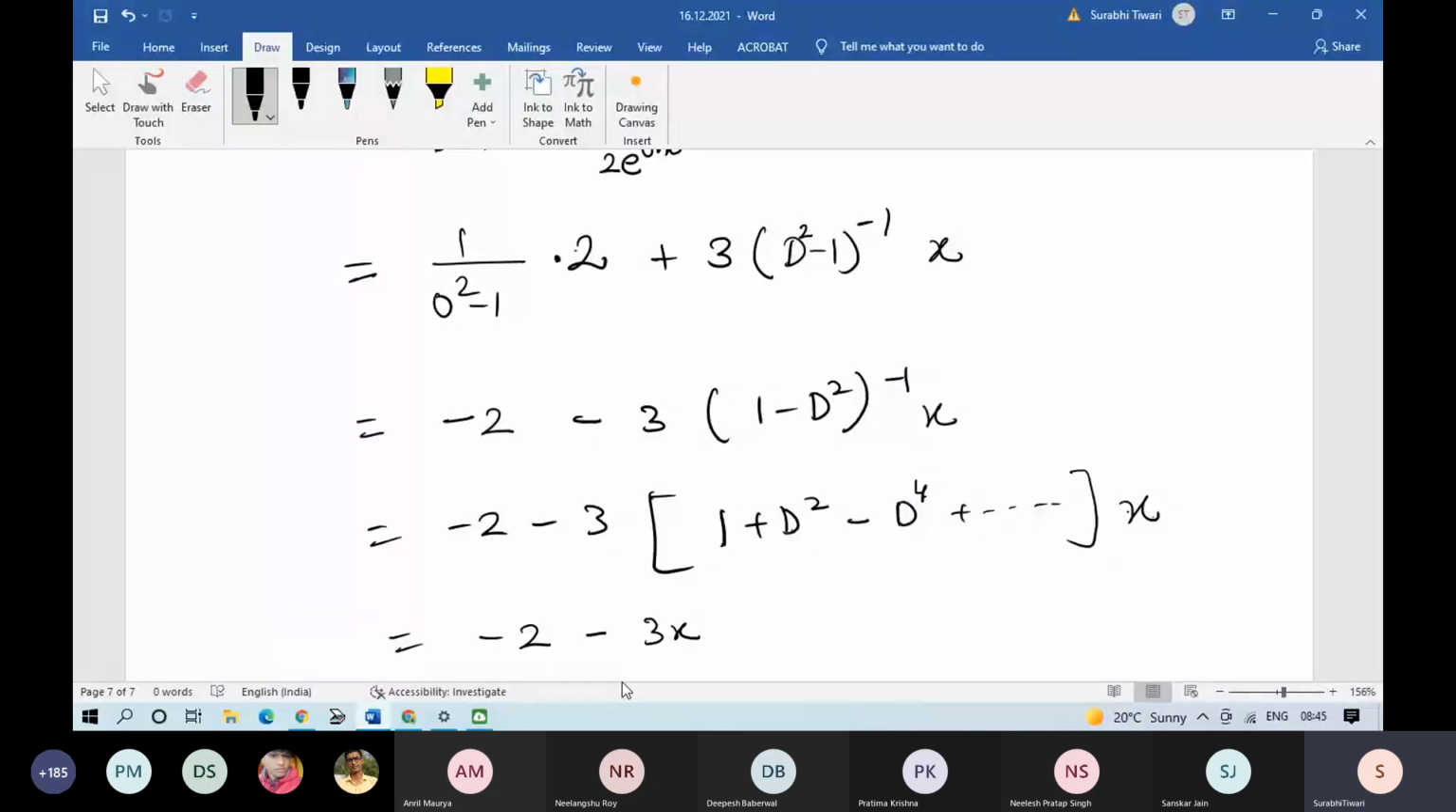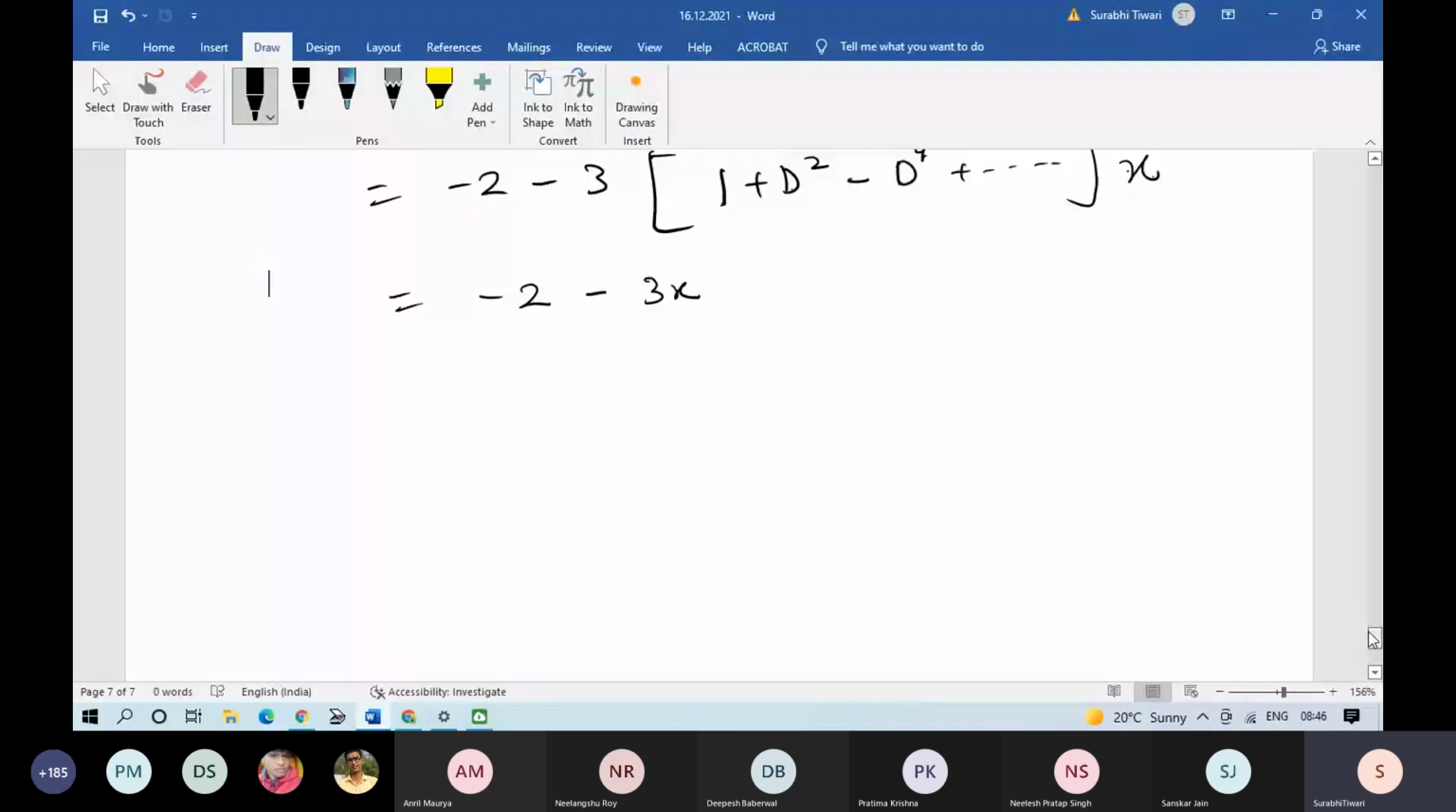ठीक. So how many terms in the expansion you take, this depends upon the function on which you are applying this expansion. So here the particular integral you are getting -2 -3x. So final answer is complementary function plus particular integral. This will be c1 e raised to the power of x plus c2 e raised to the power of -x -2 -3x. This is the final answer.